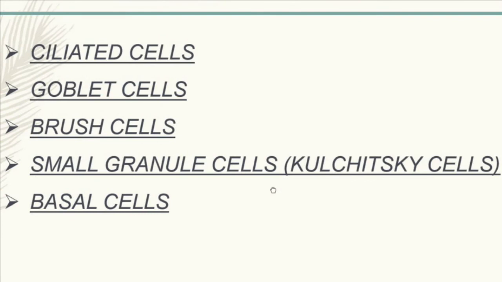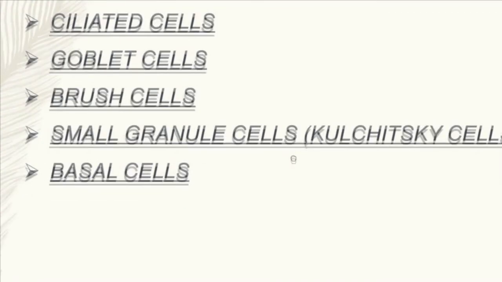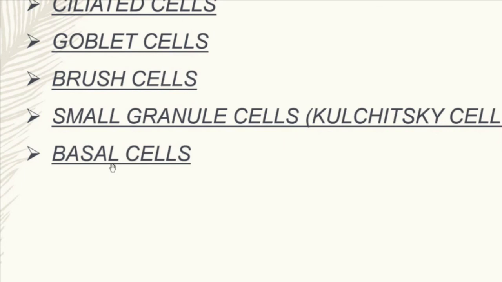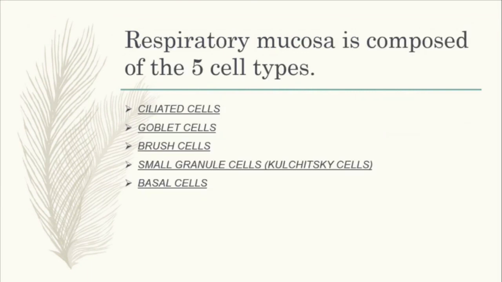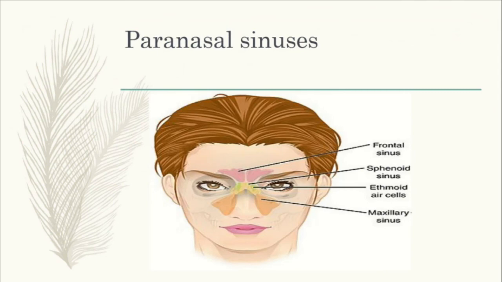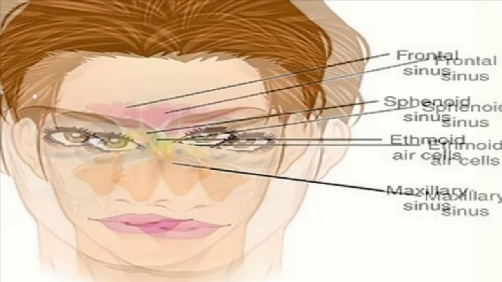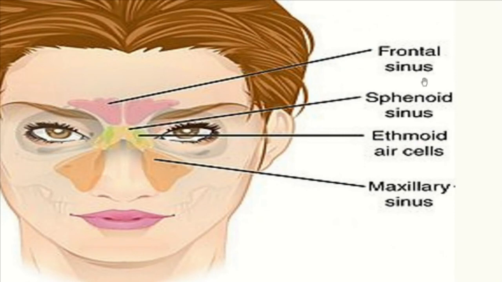Next, we have the small granule cells, or the Kulchitsky cells. They resemble basal cells and contain secretory granules. Last, we have the basal cells, made up of stem cells, where other cell types arise. The mucosa of the respiratory region warms, moistens, and filters inspired air. The paranasal sinuses are air-filled spaces in the bones of the walls of the nasal cavity. They are an extension of the respiratory region, and sinuses are named for the bones in which they are found, like the ethmoid, frontal, sphenoid, and maxillary bones.